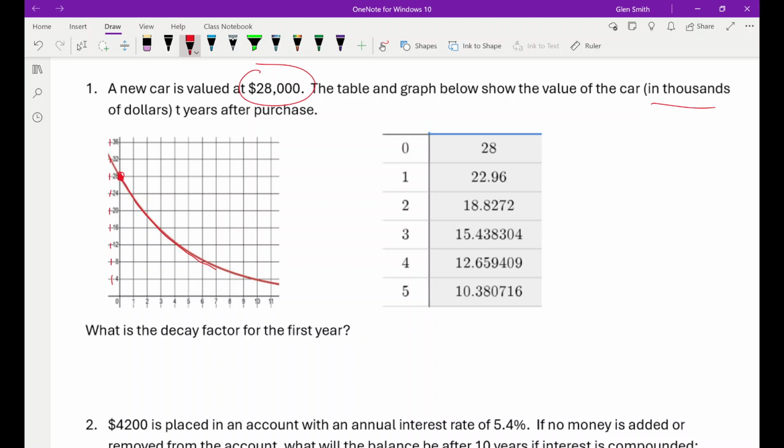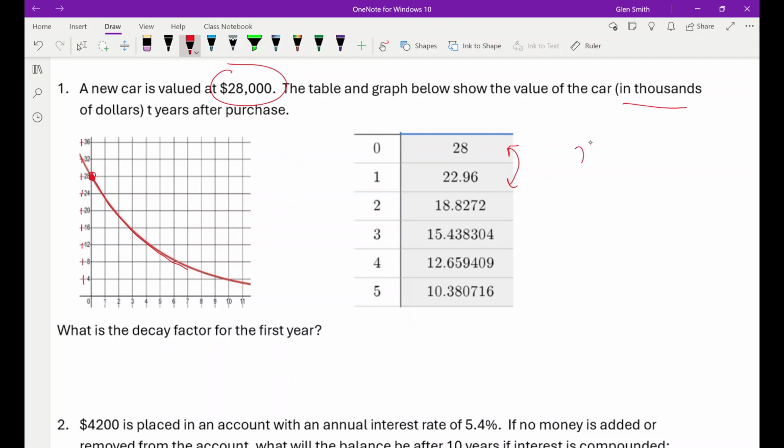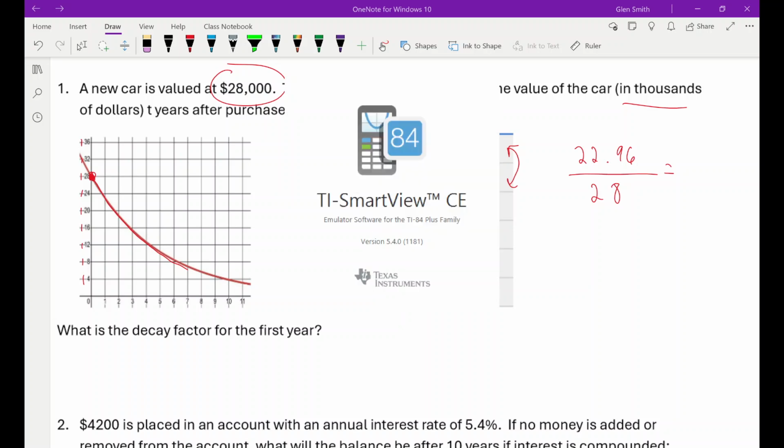So the easiest thing to do is to see, well, by what percent did these change? And when I say that, what I'm really saying is how much is left over from what was there originally. So just take any number. I'm taking this number first and divide it by the number before it. All right, and if I had my calculator ready, you would see that this equals something. There it is. Come on, Smart View.